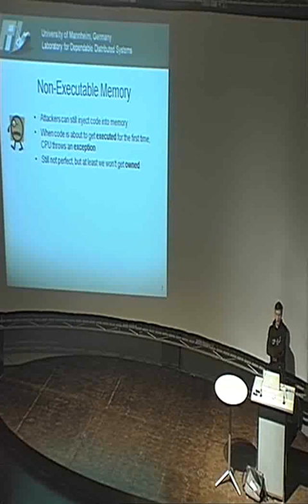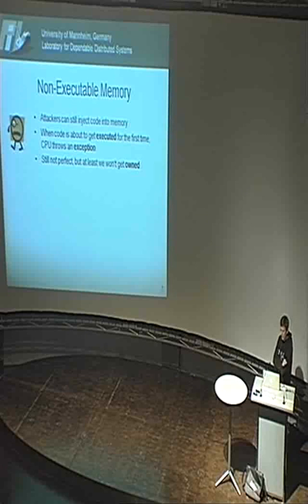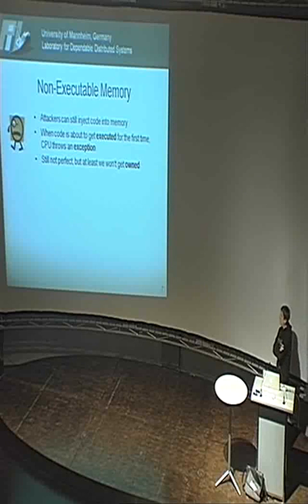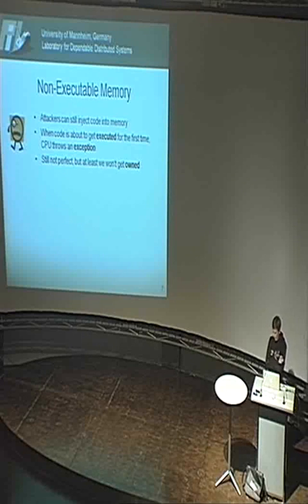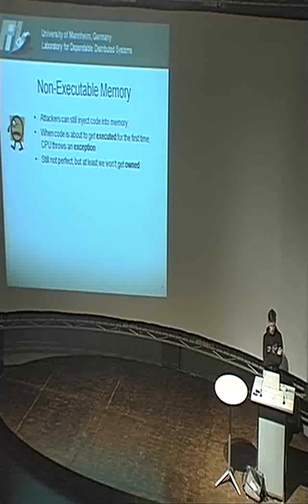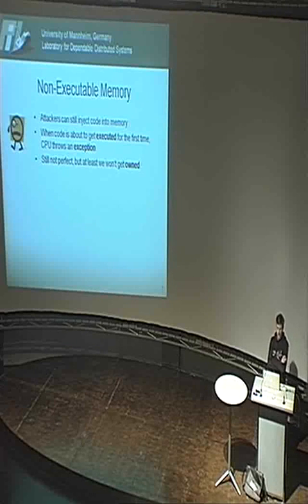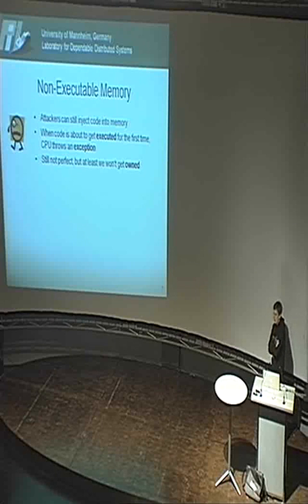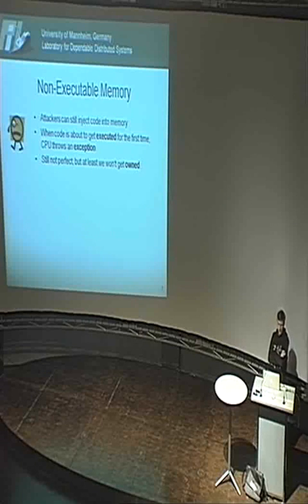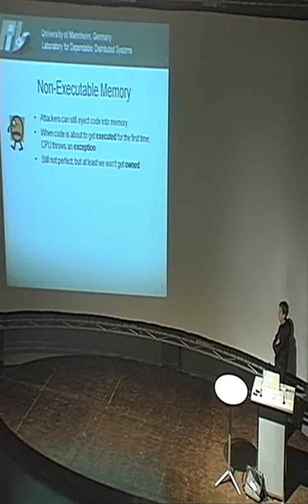So what do we do now? Attackers can still inject their code into memory. However, when they want to execute their code, this gets detected by the CPU and some sort of exception is thrown. This is not a perfect solution because we still have the programming errors inside our code, but at least we won't get owned, because an attacker won't be able to execute his own instructions.